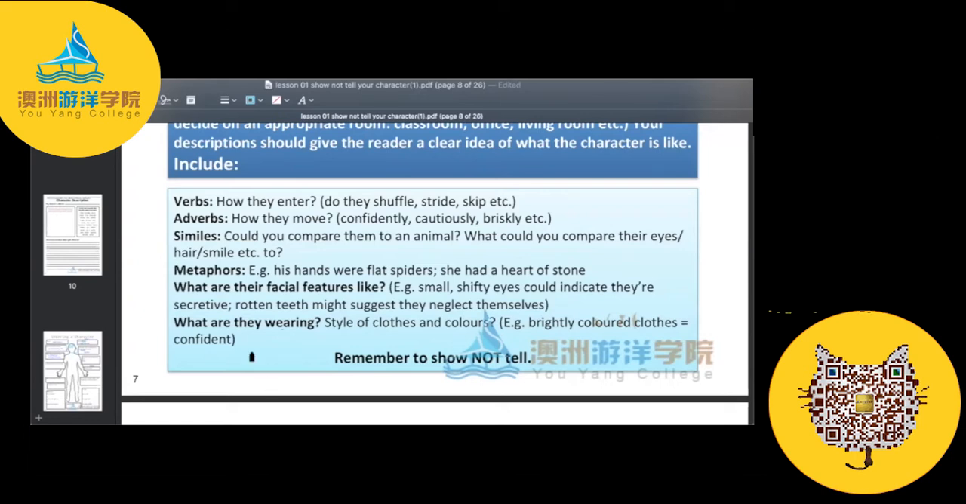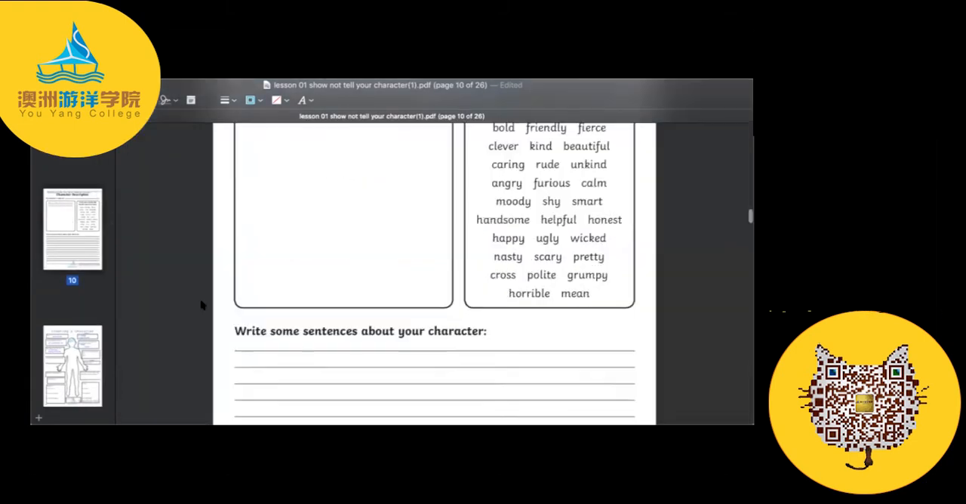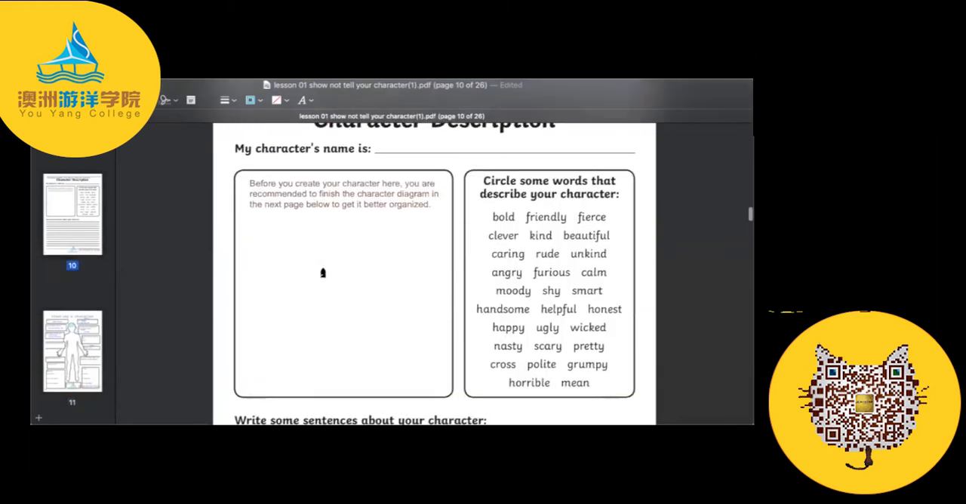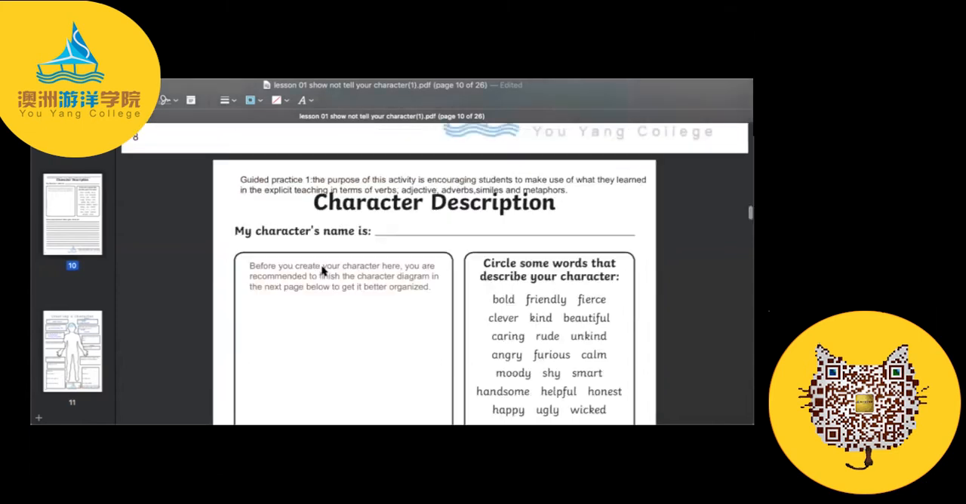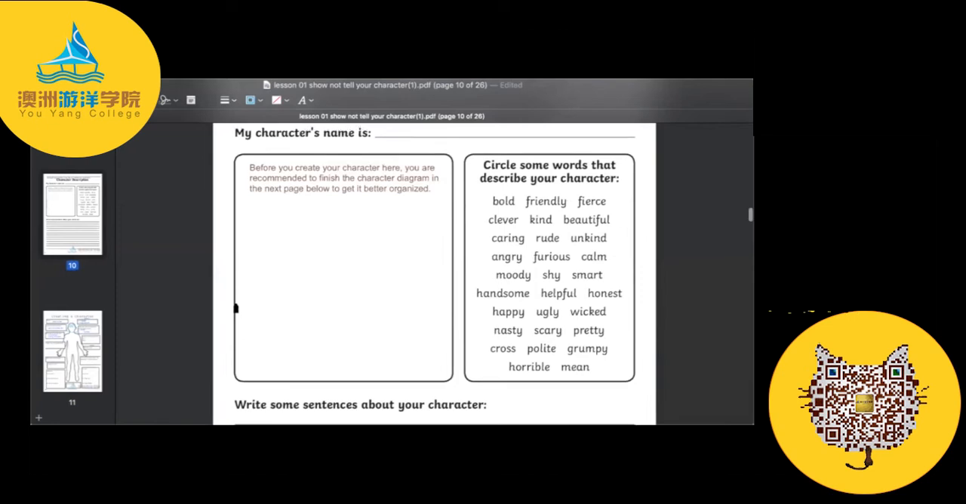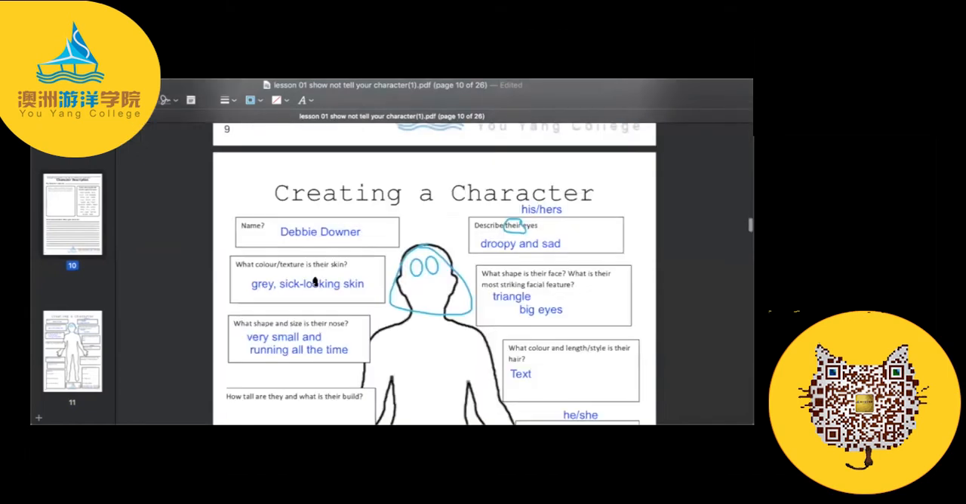All right. So those are the things you can think about, and a reminder, of course, to show, not tell. For this part, we're going to go to the page before the creating character page. So now page 9. I don't really have a page number today. Wait, my one's before that. It says guided practice 1 at the top. Do you have that one? Yeah, but it's before creating a character. Yes, it is before.